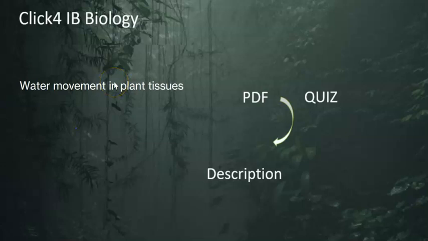Click for IB Biology. Here we're looking at the movement of water in plant tissue. In video 2 we looked at the movement of water in animal tissues. So now we move on to look at the plants.